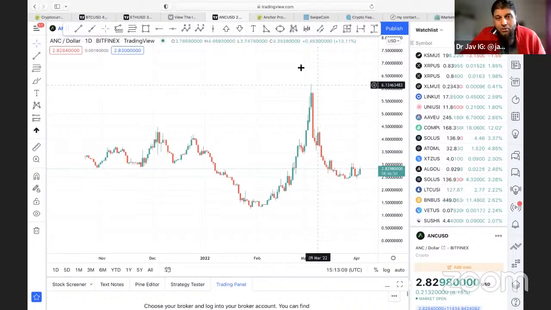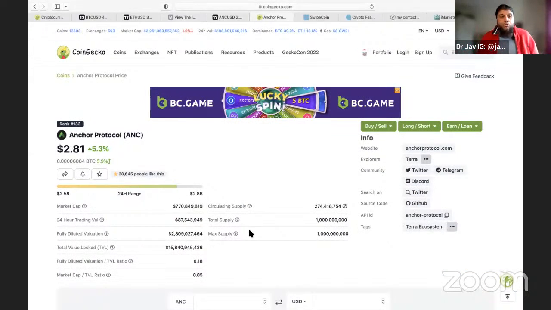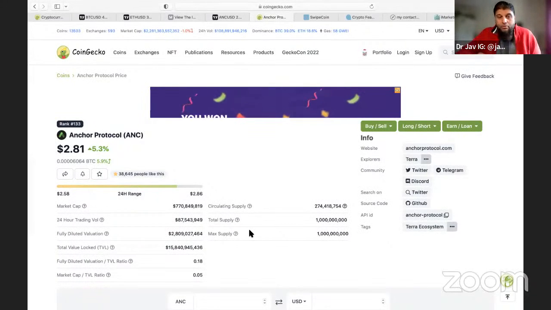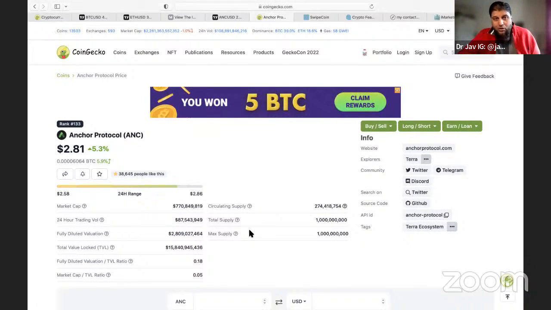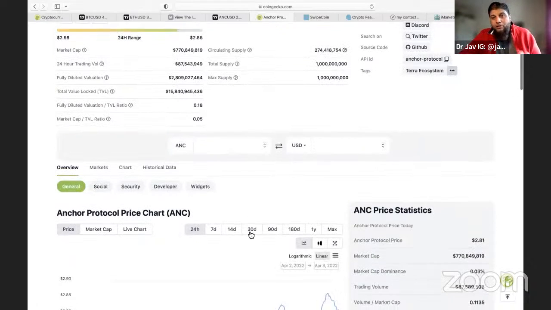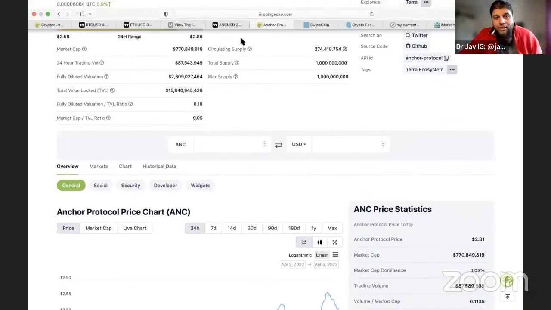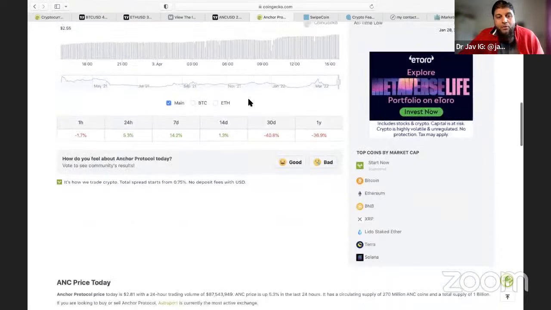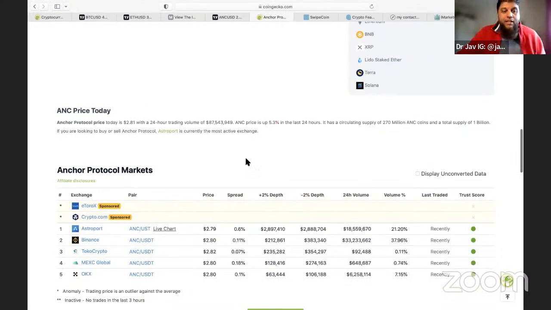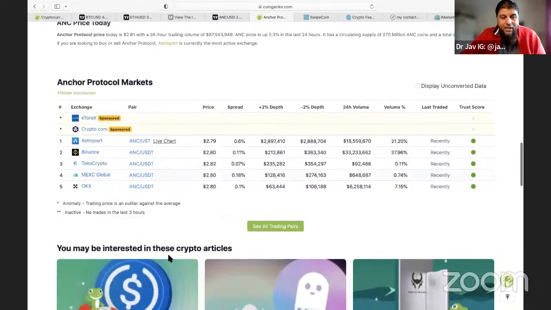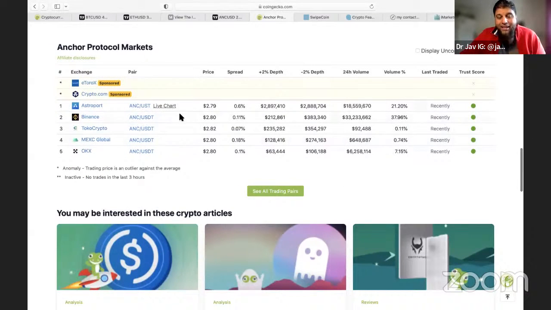Now, Anchor Protocol, if you want any more information on that, you would go to CoinGecko as an example and click on that particular coin, and a lot more information is provided on this website. For example, if I was to scroll down, you can see where you can actually buy ANC. So it's listed on a few exchanges here. For example, you can buy it on Binance. And if you were to go to Binance today, you could potentially pick up ANC at $2.80.